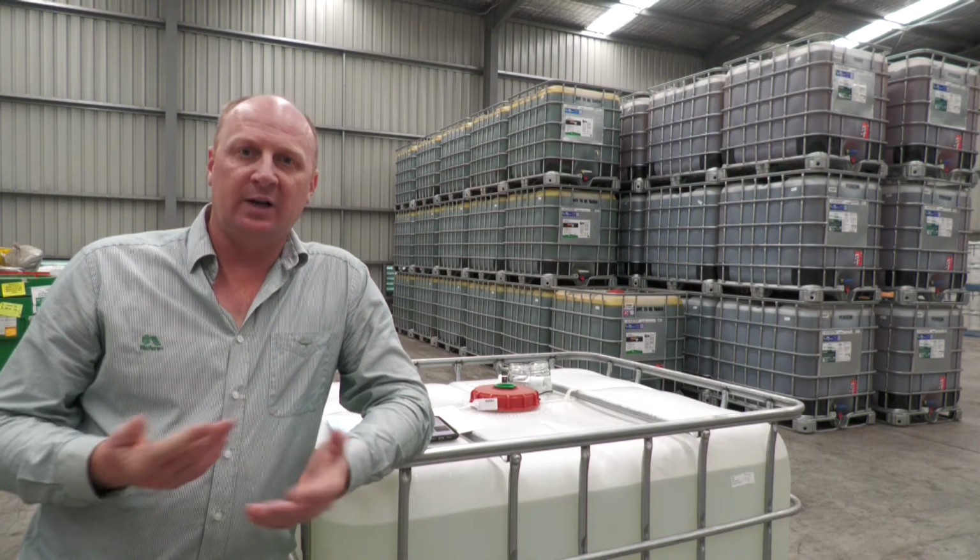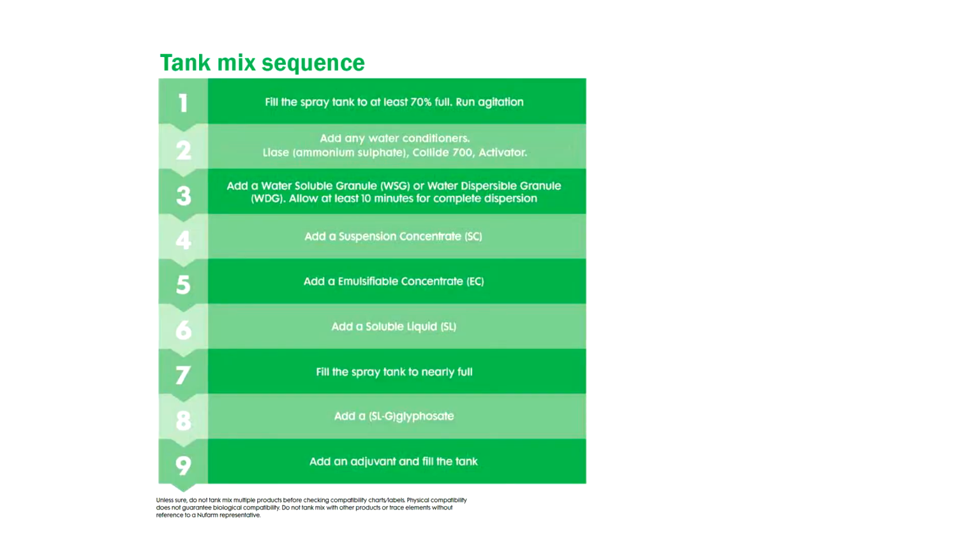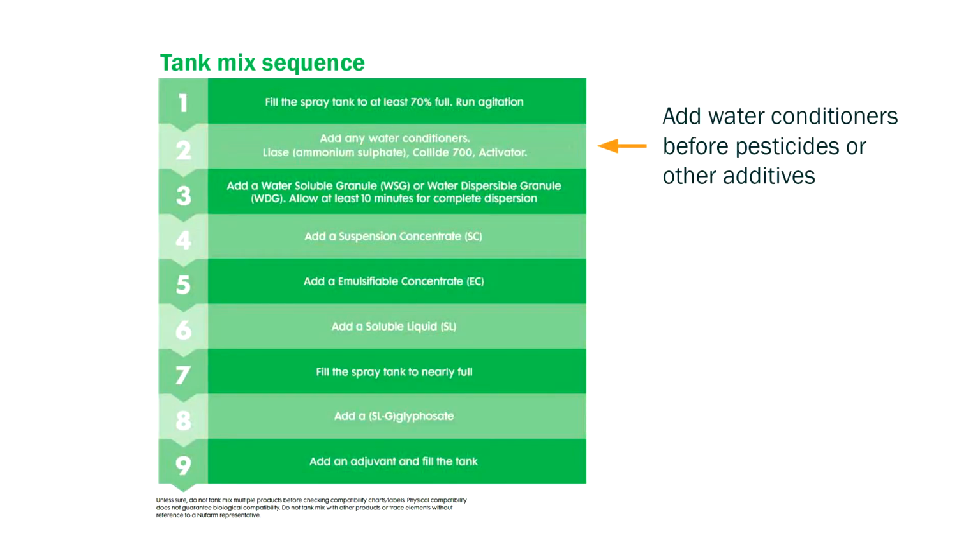When we're looking at ameliorating our water with a product like Liase, you want to add your Liase in the tank first and allow it a bit of time to bind in with the hardness or the bicarbonates, so we take that out of the solution before we go on to adding our glyphosates, or the next step in our tank mix order.